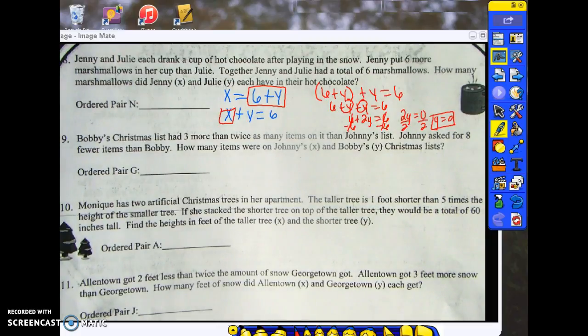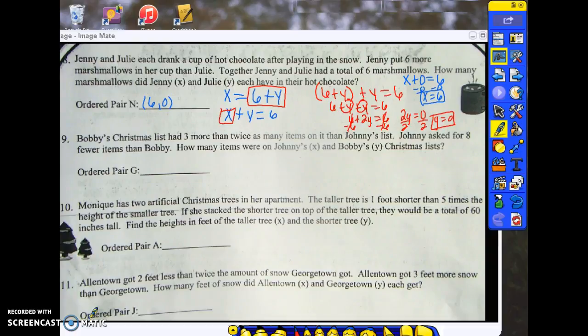Together, they had 6. So Jenny's X plus Julie's 0 equals 6. Subtract 0 from both sides. And Jenny had 6. So our ordered pair for N is 6, 0. On the graphing paper, you'll go to the right 6. You'll stay at 0, put a point, and write your N.